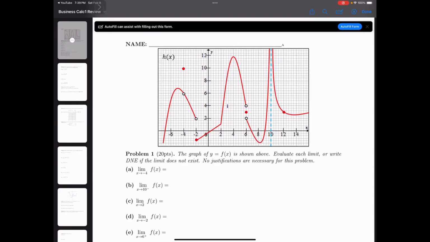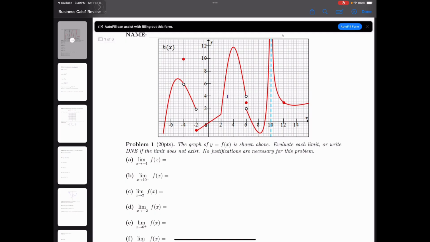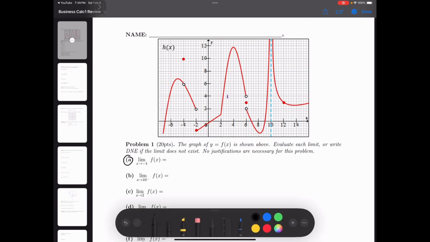In this video, we are just going to work through our practice exam for exam 1 for our business calc class. So number 1 says the graph of y equals f of x is shown above. Evaluate each limit or write does not exist if the limit does not exist. No justifications are necessary. So for part A, we have the limit as x approaches -4.